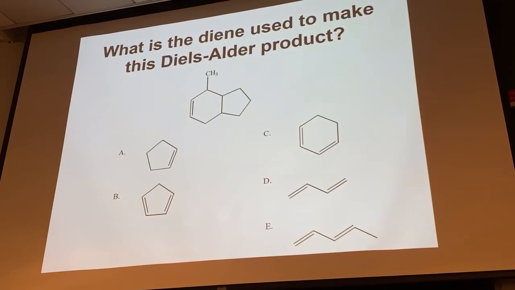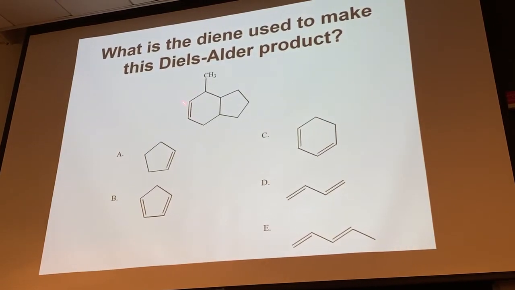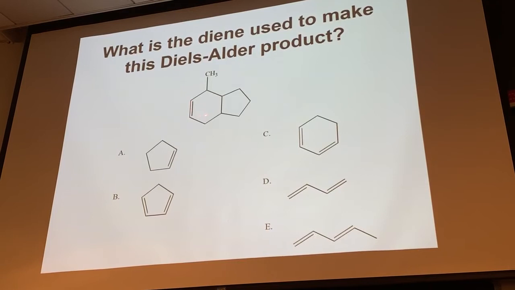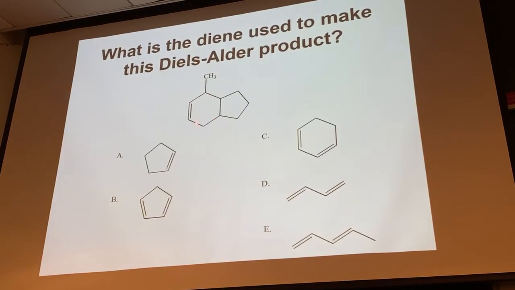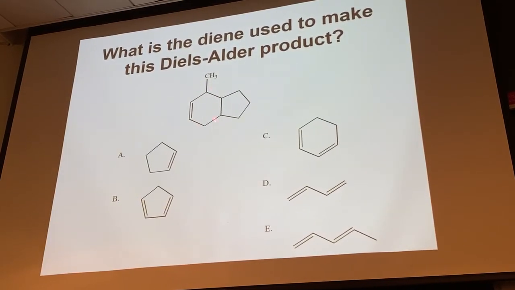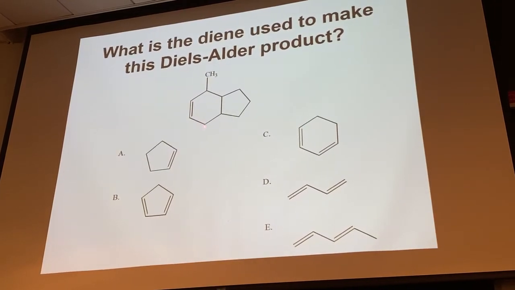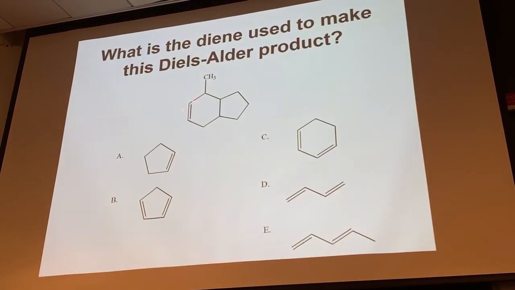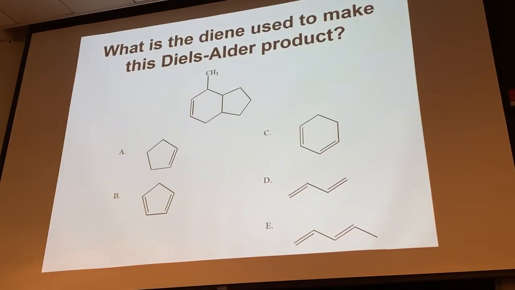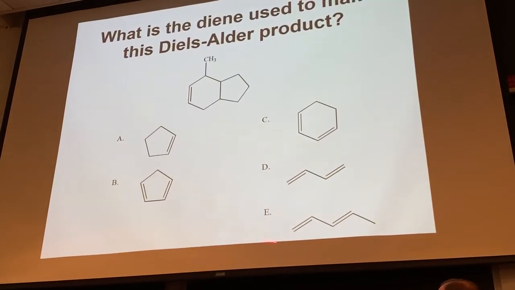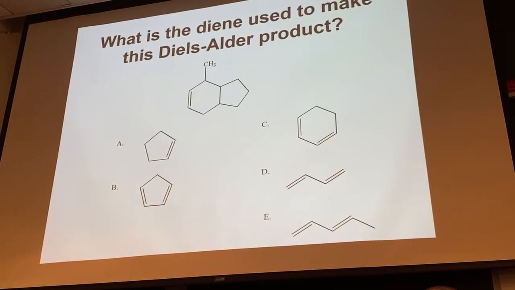Okay, so we start at the pi electrons of the cyclohexene. We move 3 pairs of electrons around the ring, breaking these 2 sigma bonds, giving us a pi bond here and a pi bond there. So we have a 5-carbon diene. We have a methyl group on one end. We look at our choices and we see that E is the diene in this particular case.